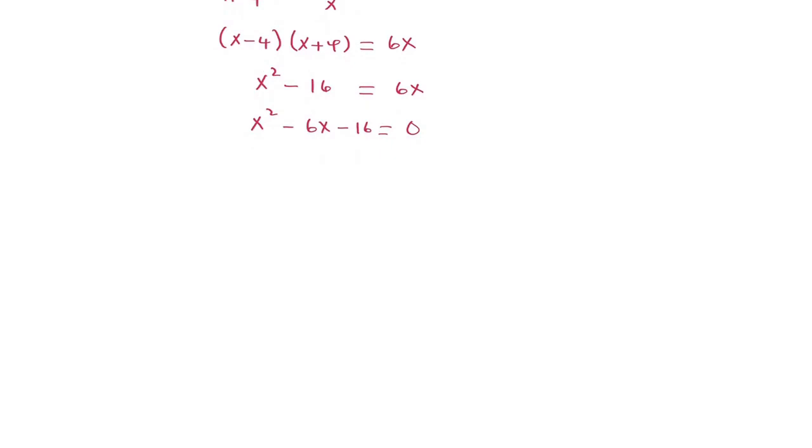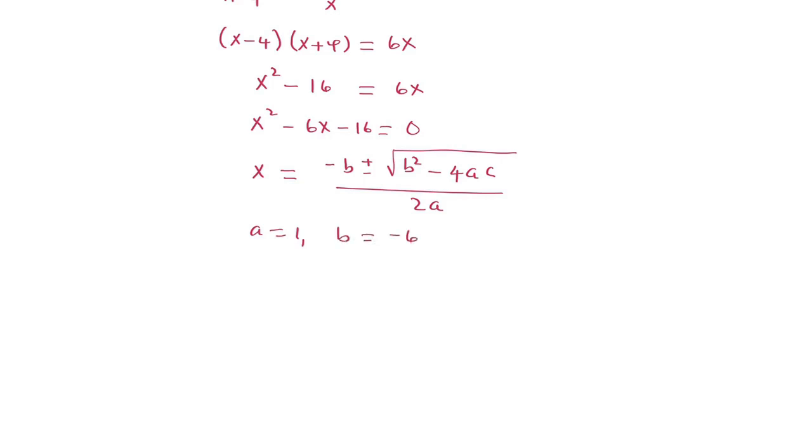So now we are going to solve this quadratic equation by the general formula of a quadratic equation, which says x equals negative b plus or minus the square root of b squared minus 4ac, over 2a. From the equation we have a equals 1, b equals negative 6, and c is negative 16. Okay, so now let us substitute these values into our formula.